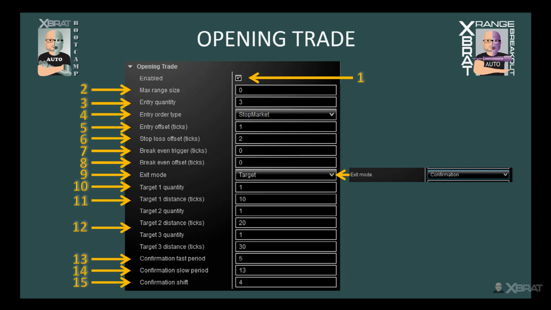So next is number 8, the break-even offset. When the break-even trigger is activated, you need to decide where to place your stop. Obviously, if you're going long, put it above the entry. If you're going short, put it below the entry.